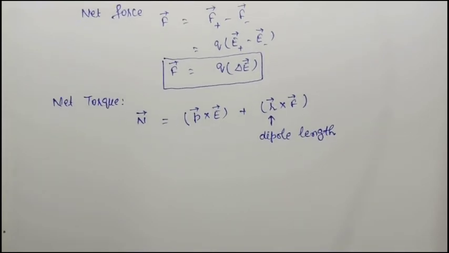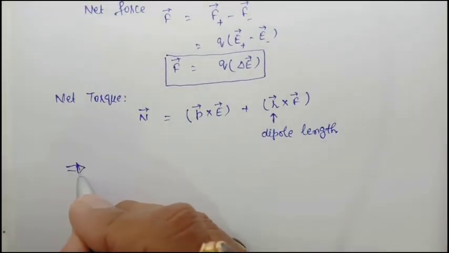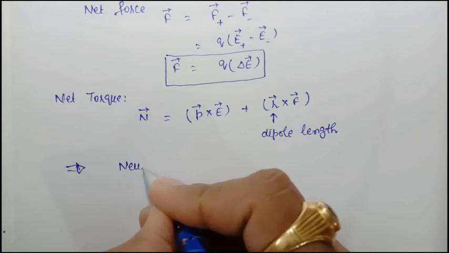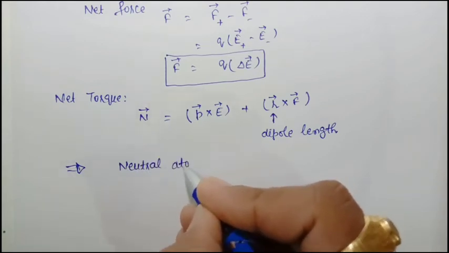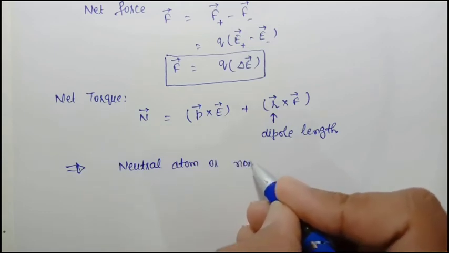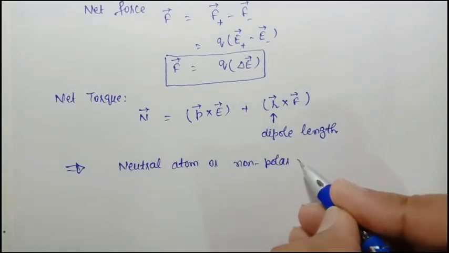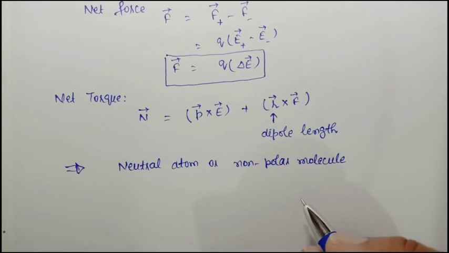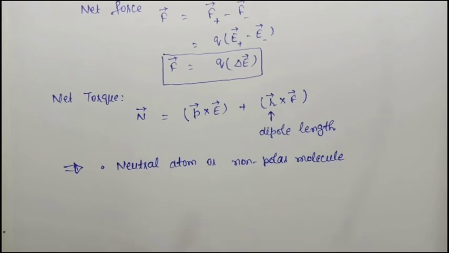Now we will summarize the lecture. First point: when we have a neutral atom or non-polar molecules, and we apply the electric field, there is a separation of positive and negative charges, that is electrons and nucleus, and as a result we get induced dipoles or induced dipole moments.